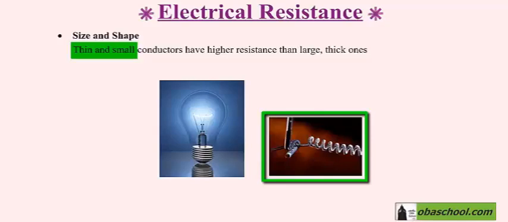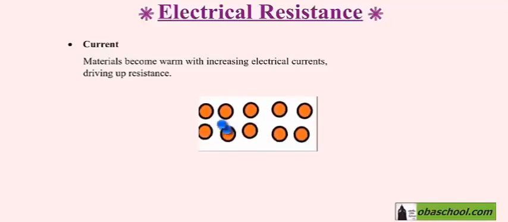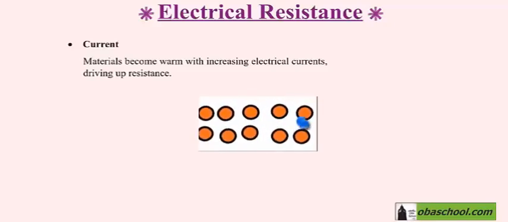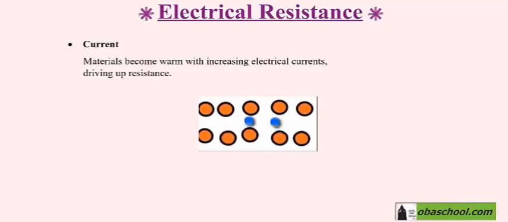Now the last factor which affects electrical resistance is current. Materials become warm with increasing electrical currents, driving up resistance. So the higher the current, the more electrons, leading to more collisions and more heat energy, therefore more resistance.